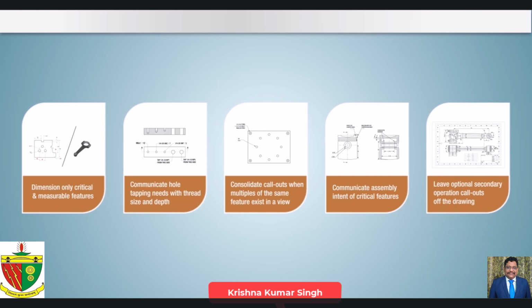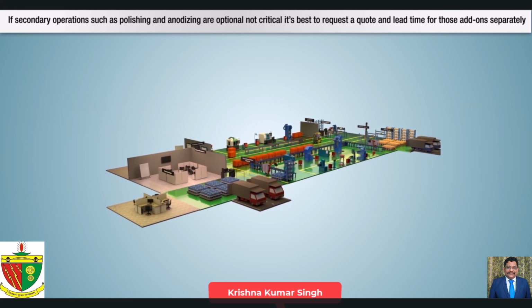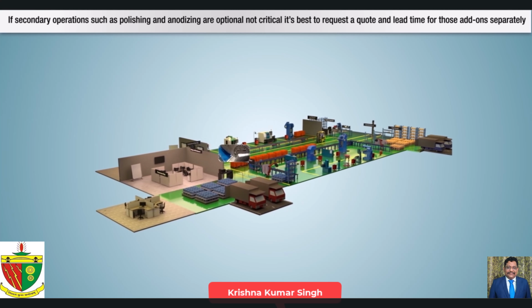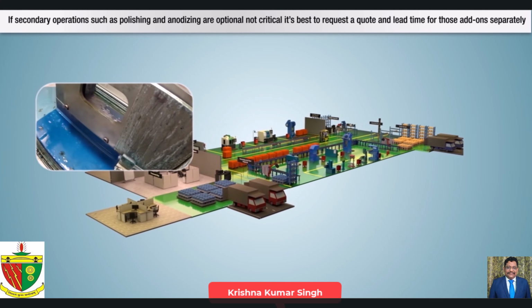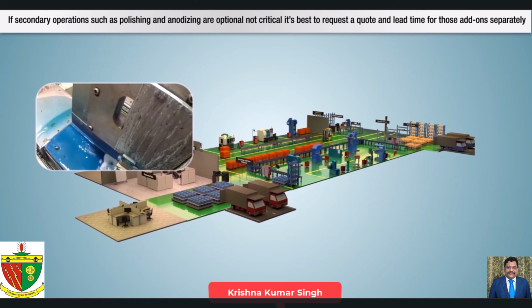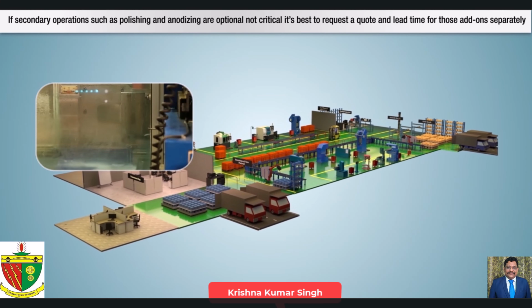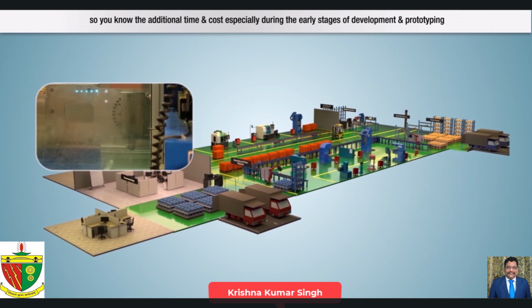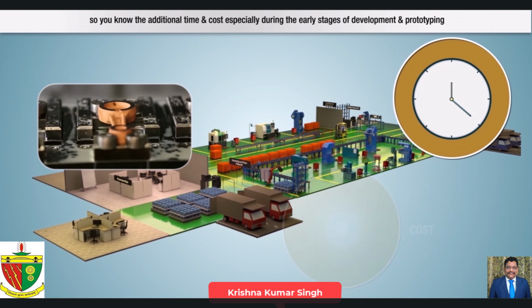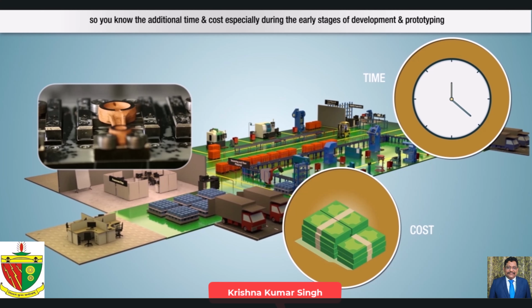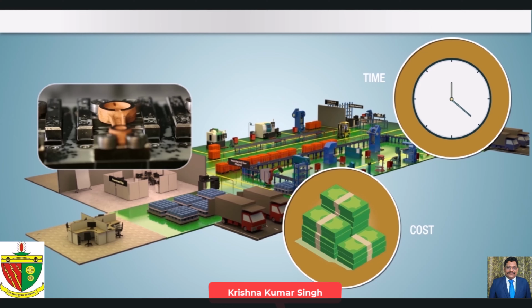Leave optional secondary operation callouts off the drawing. If secondary operations such as polishing or anodizing are optional, not critical, it's best to request a quote and lead time for those add-ons separately. So you know the additional time and cost, especially during the early stage of development and prototyping.